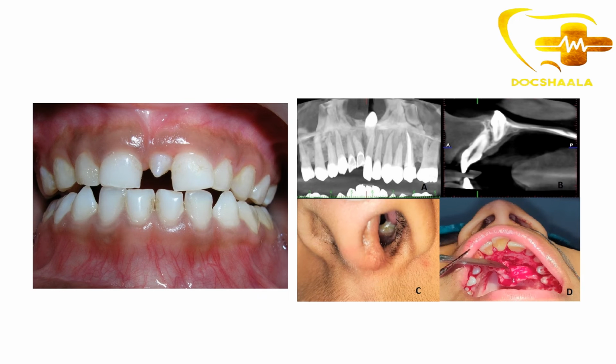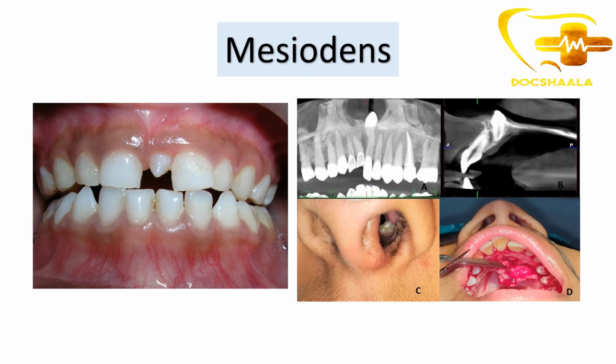These are a few images showing the Mesiodens. This is the Mesiodens here in this image, and in this OPG you can see that the Mesiodens is erupting into the nasal cavity. Here also it is going upward like this. In this image, you can see an incisor erupting into the nose. This is how it is surgically removed.